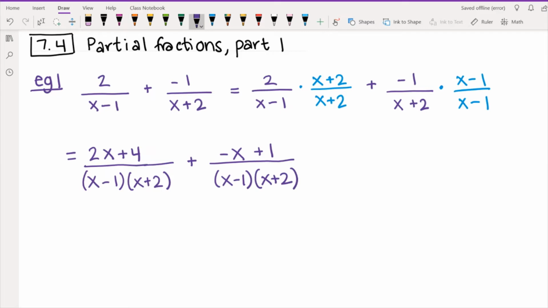And now that we have the same denominator, we can add the numerators together. So we have 2x plus 4 minus x plus 1, and we can multiply out this denominator now. So it's going to be x squared, and then we have plus 2x minus x, so that's plus x, and then minus 2. And so the final answer here would be: we have 2x minus x, which is x, and then we have 4 plus 1, which is 5.